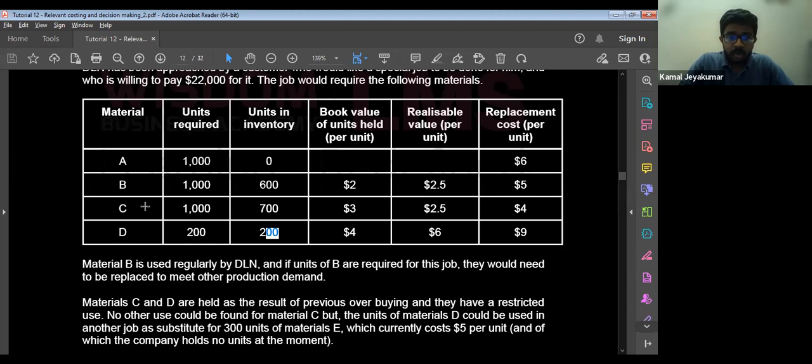Because if you don't use material D in our project, you will use it for one of two things: sell it at scrap or use it instead of material E, whichever gives you the highest value. Highest value is given by using it instead of E, right? So that will give you a relevant cost for material D of $1,500.